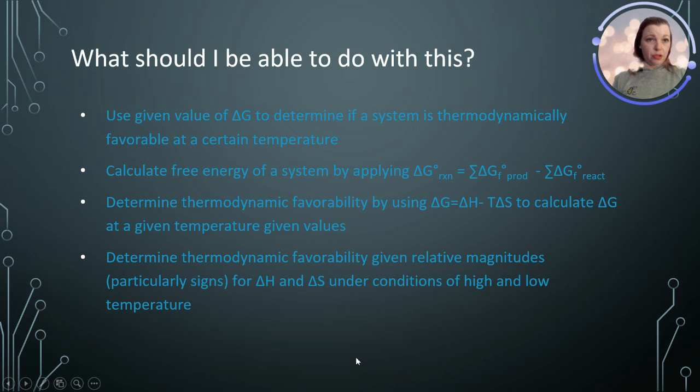And determine the thermodynamic favorability given relative magnitudes, particularly signs, for delta H and delta S under conditions of high and low temperature. Remember also that sometimes you have to convert words into signs. So an endothermic process will have a positive sign of delta H, and an exothermic process will have a negative sign of delta H. A process that is increasing in entropy will have a positive sign, and a system that is decreasing in entropy will have a negative sign.